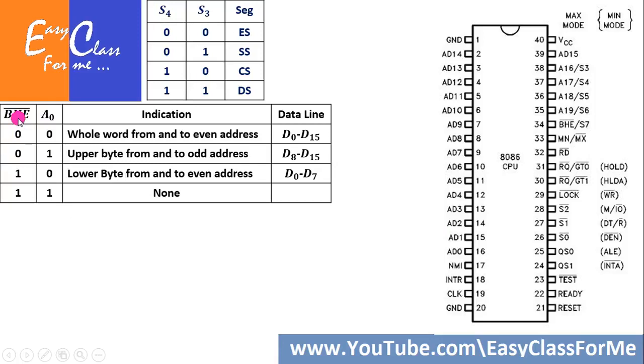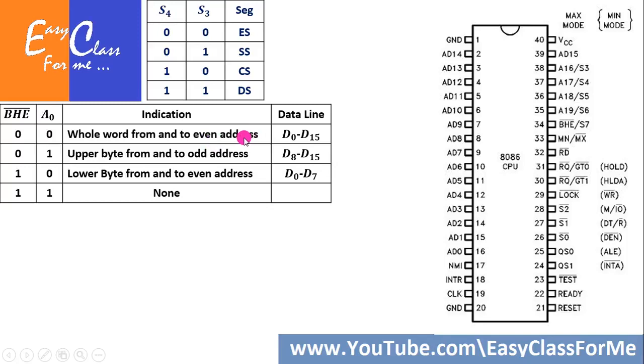You can see here, when bus high enable is activated, BHE bar has to be 0, and A0 is 0, which means you are treating the complete 16-bit data bus as data bus. The lower bus is already activated, but BHE bar tells you that the higher order data bus is also treated as data bus. In that case the complete bus is activated, the address is even, so a whole word from and to an even address can be used.